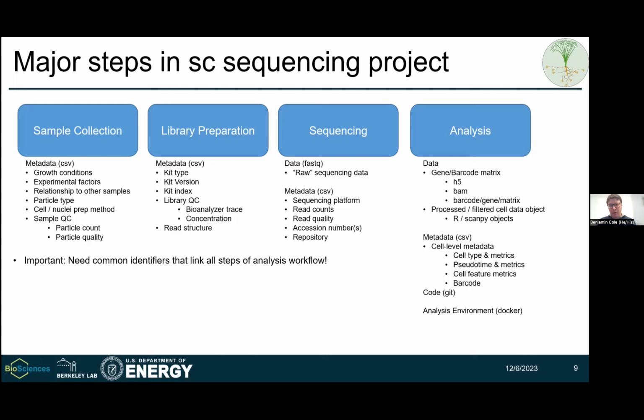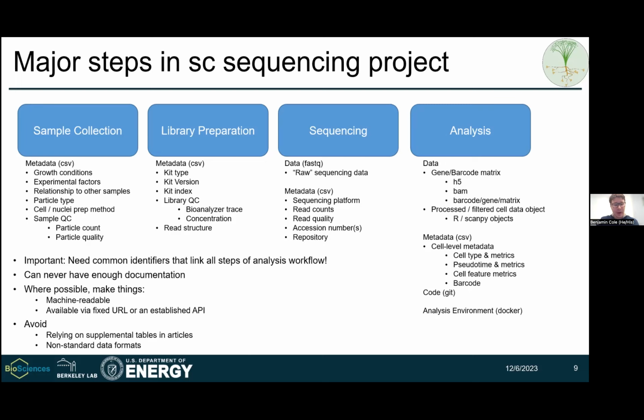And so, an overall theme: it's helpful to have all of this stuff in an organized way, and also to have identifiers that can link all of these data types all the way through the entire workflow. And you can never have enough documentation. Again, where possible, make things at least machine readable, available via fixed URL to make aggregators able to access your stuff, and avoid locking data behind paywalls at journals or elsewhere.